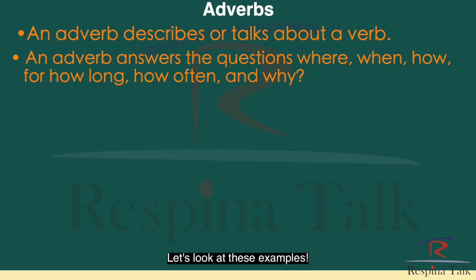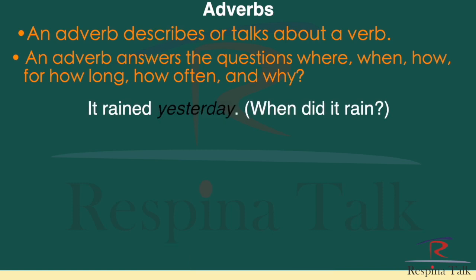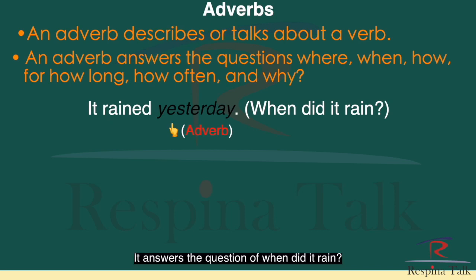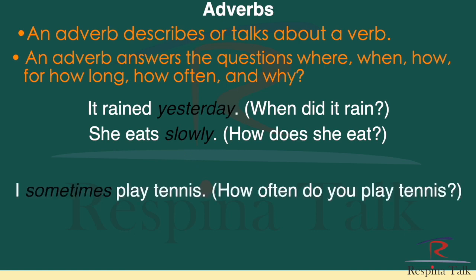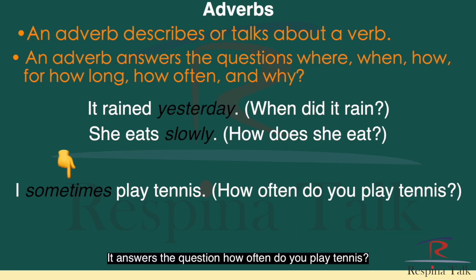Let's look at these examples. It rained yesterday. Here, yesterday is the adverb, and it answers the question of when did it rain. Let's look at this other example. She eats slowly. Here, again, slowly is the adverb, and it answers the question of how does she eat? Look at this other example. I sometimes play tennis. Here, sometimes is the adverb, and it answers the question, how often do you play tennis?